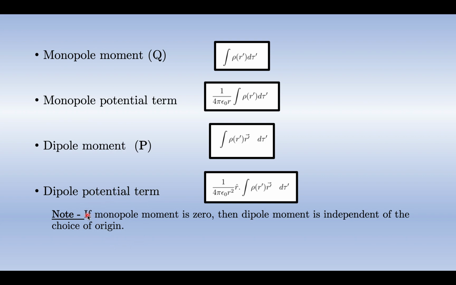Another note is that if the monopole moment is 0, then we can show that the dipole moment is independent of the choice of the origin. We can take any origin and this vector integral will turn out to be the same. These are the important first few terms. After these, we'll have quadrupole moments and octopole moments, but these are not really relevant for this course.